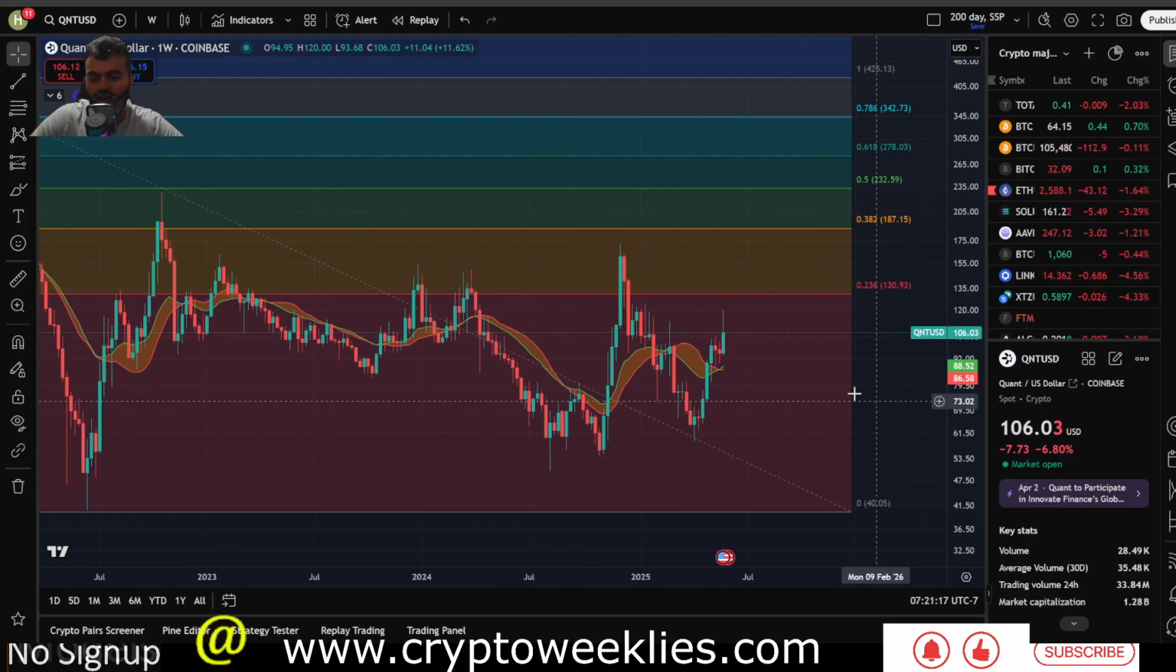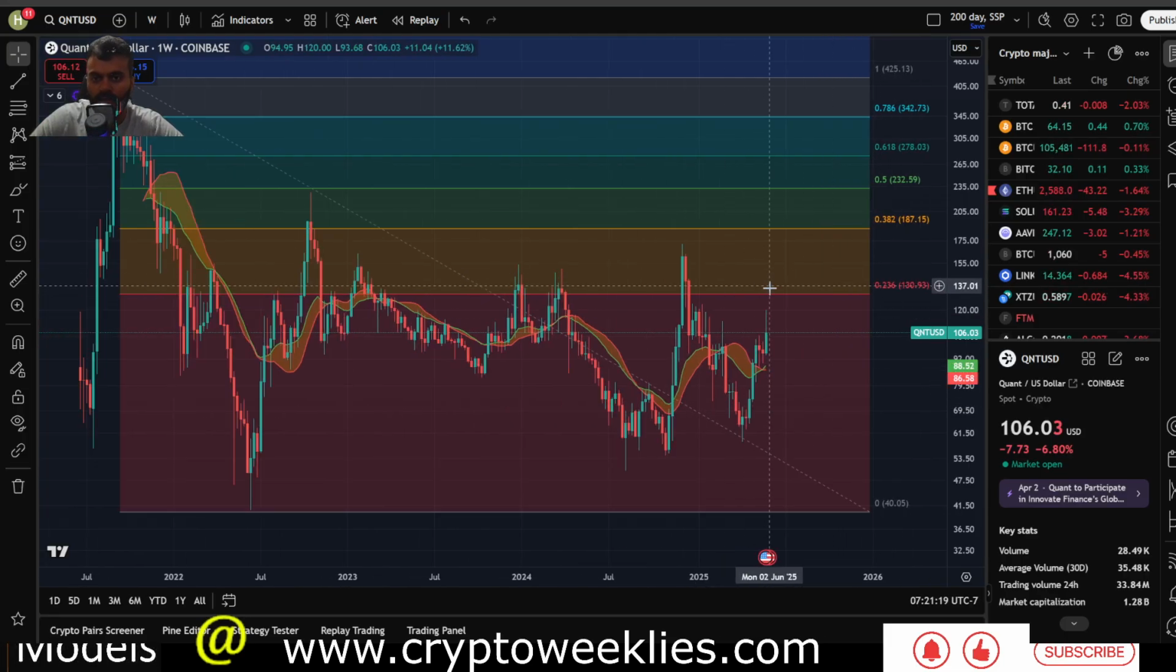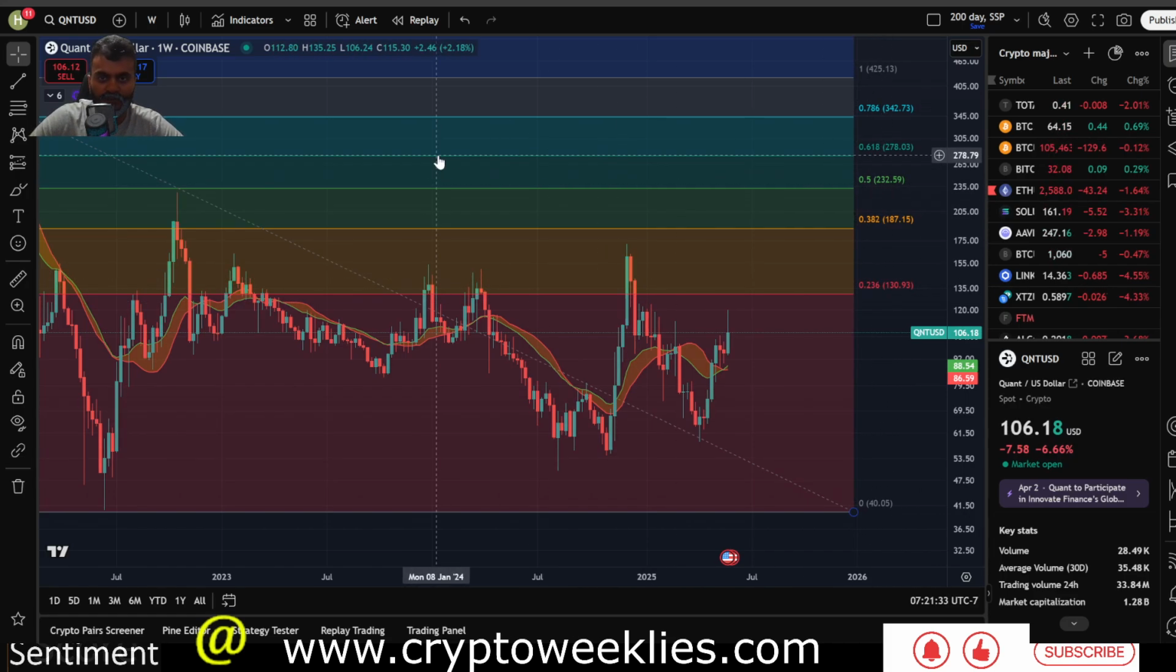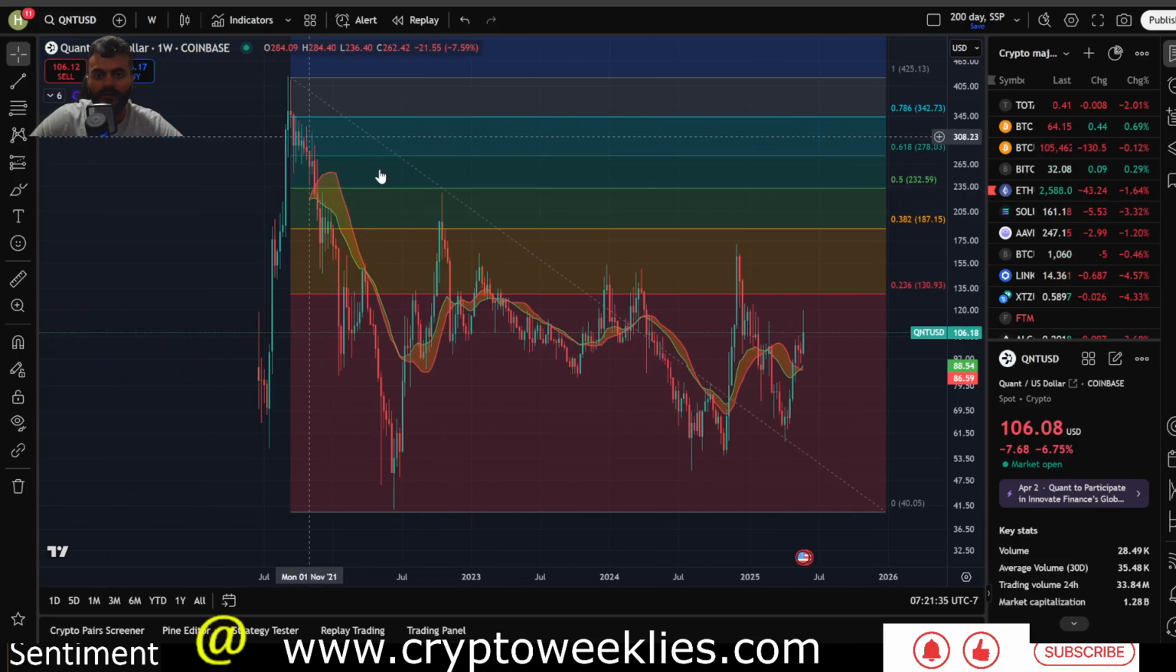Per the Fibonacci level models, the key areas of bull rally to look for are the 0.236 fib level coming in at around $131, the 0.382 at around $187, and then $232 at the 0.5 fib level. So those are the 3 fib levels of interest.